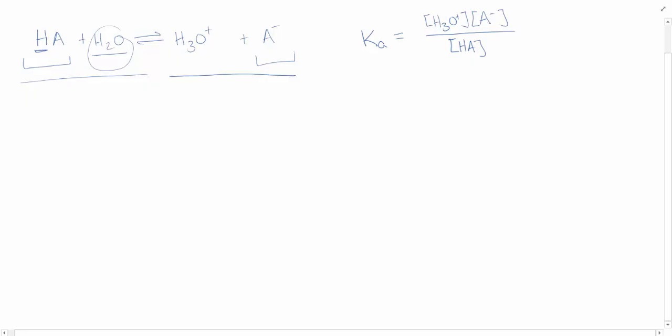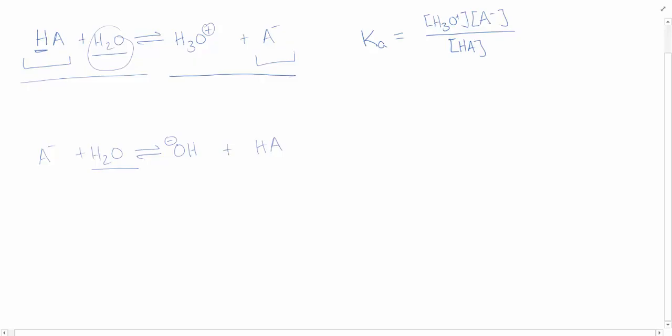Now, if I had a base, by the Bronsted-Lowry theory, a base is something that when you dissolve it in water will make OH minus or hydroxide ions. So for example, if I have some base A minus, and I put it into water, then I will have an equilibrium reaction that will give me OH minus. So here the water has lost one of its hydrogens, and that hydrogen is going to be attached to the A. So now we have HA on this side.